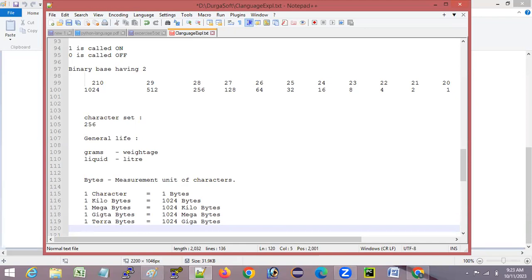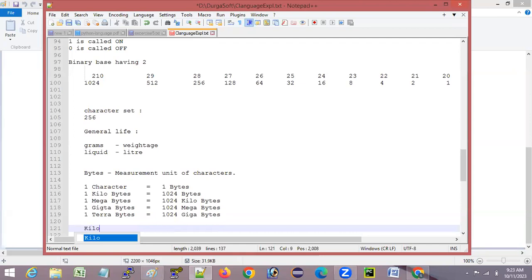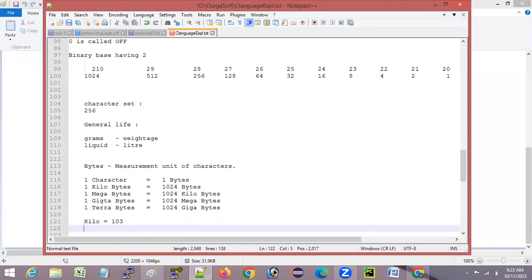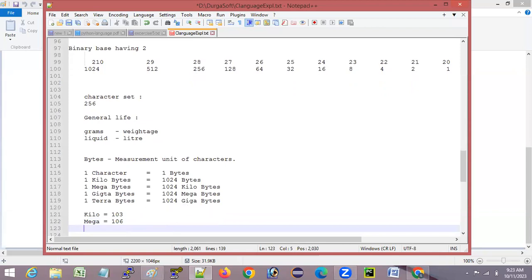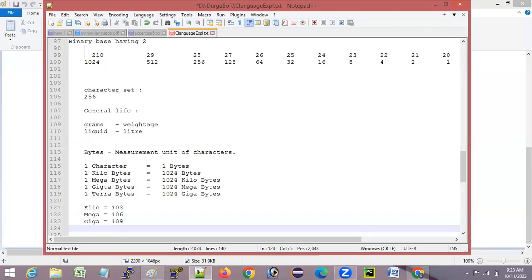Now 1 terabyte equals 1024 gigabytes. It means kilo is equal to 10 raised to 3, mega equal to 10 raised to 6, giga equal to 10 raised to 9, and tera is equal to 10 raised to 12. Like this way, it goes on increasing. It means that in front of 1, you are going to add 3 zeros in kilo.